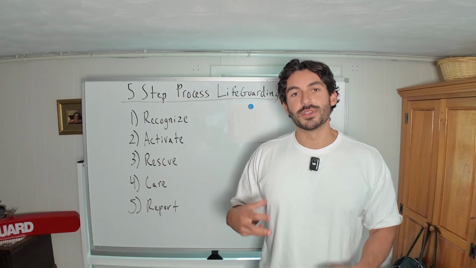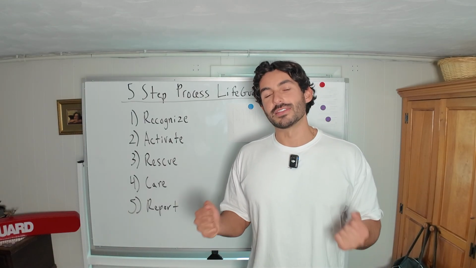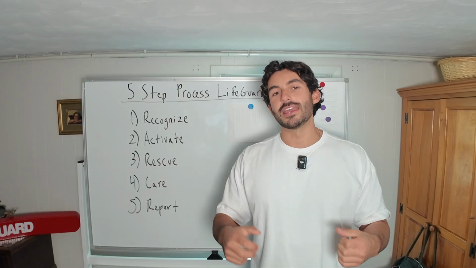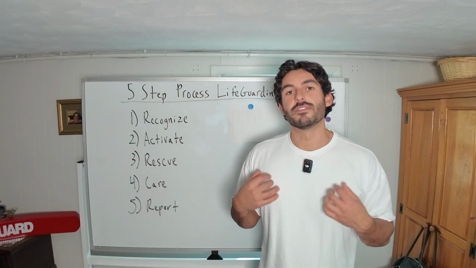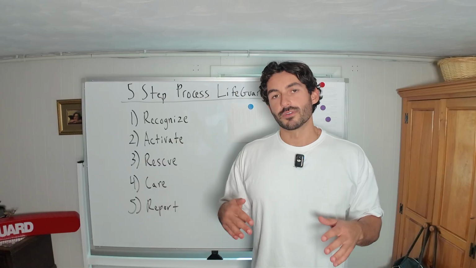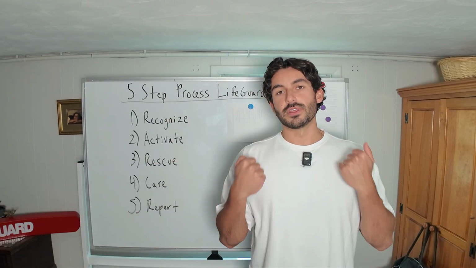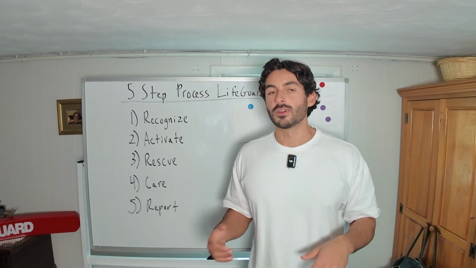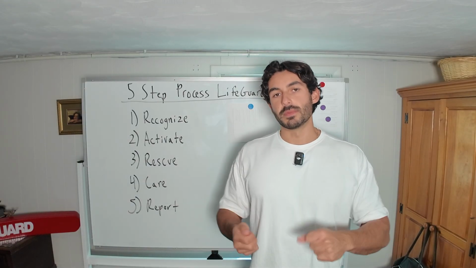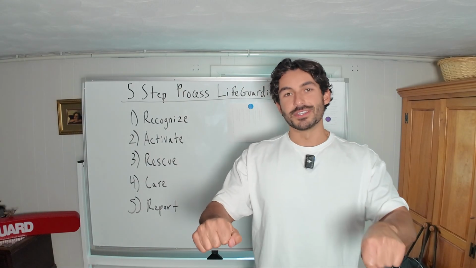Also make sure that you position yourself and the rescue tube so that the victim grabs onto the tube and not you, which puts you at risk. So if possible, approach the victim from the rear so that they don't grab onto your shoulders, and you can just grab them underneath their armpits, which is a lot safer. Or if you are approaching them from the front, just make sure you extend your arms and they grab onto the tube and not you.